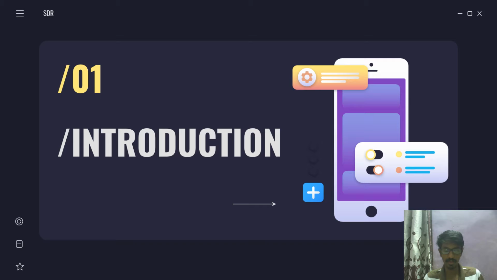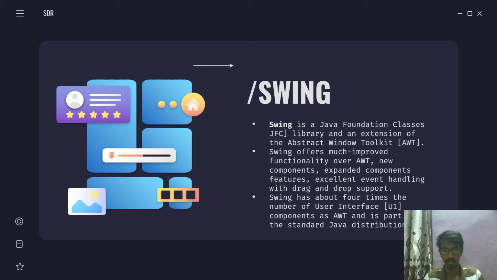First, let us go and explore what is Swing. Let us first start with the basic definition of Swing. Swing is a Java Foundation class or library or an extension of the Abstract Window Toolkit, that is the AWT. Swing offers much improved functionality over AWT, new components, expanded component features, excellent event handling with drag and drop support, and many other new support functionalities that are not available in the AWT. Swing has about 4 times the number of UI components as AWT and is part of the standard Java distribution.